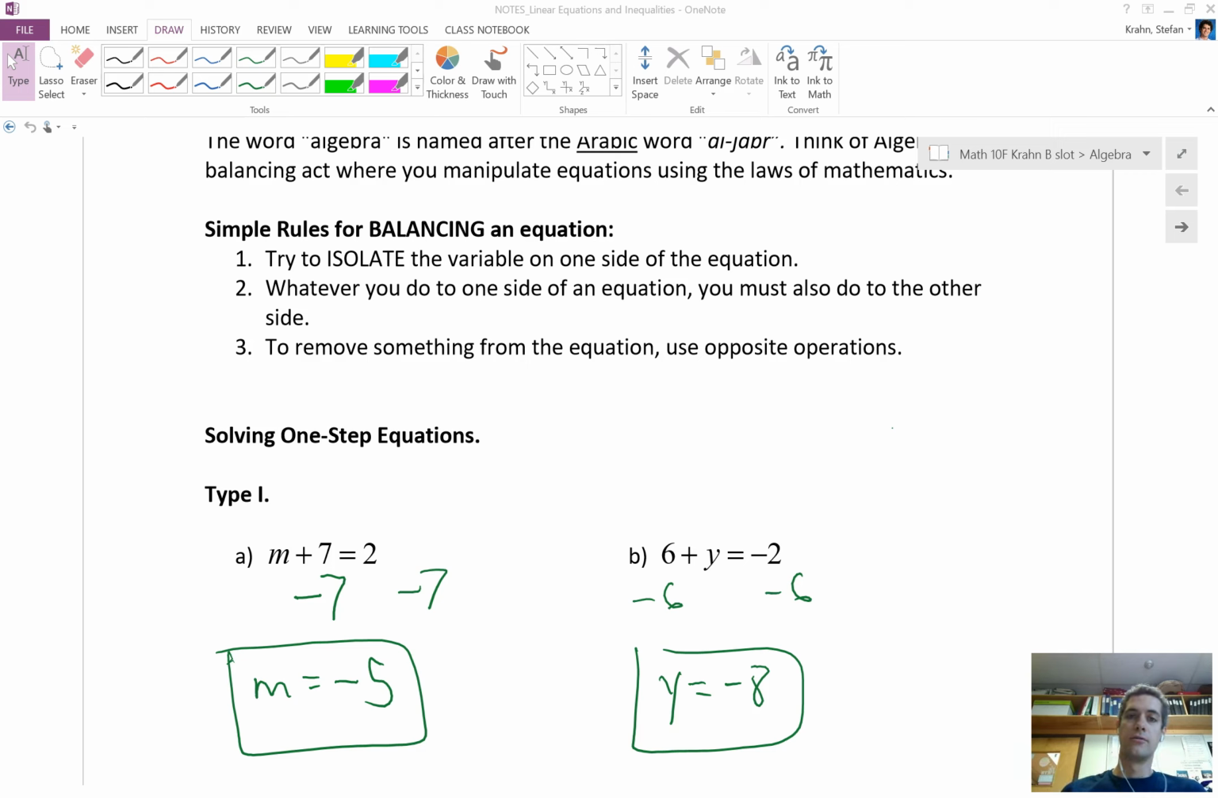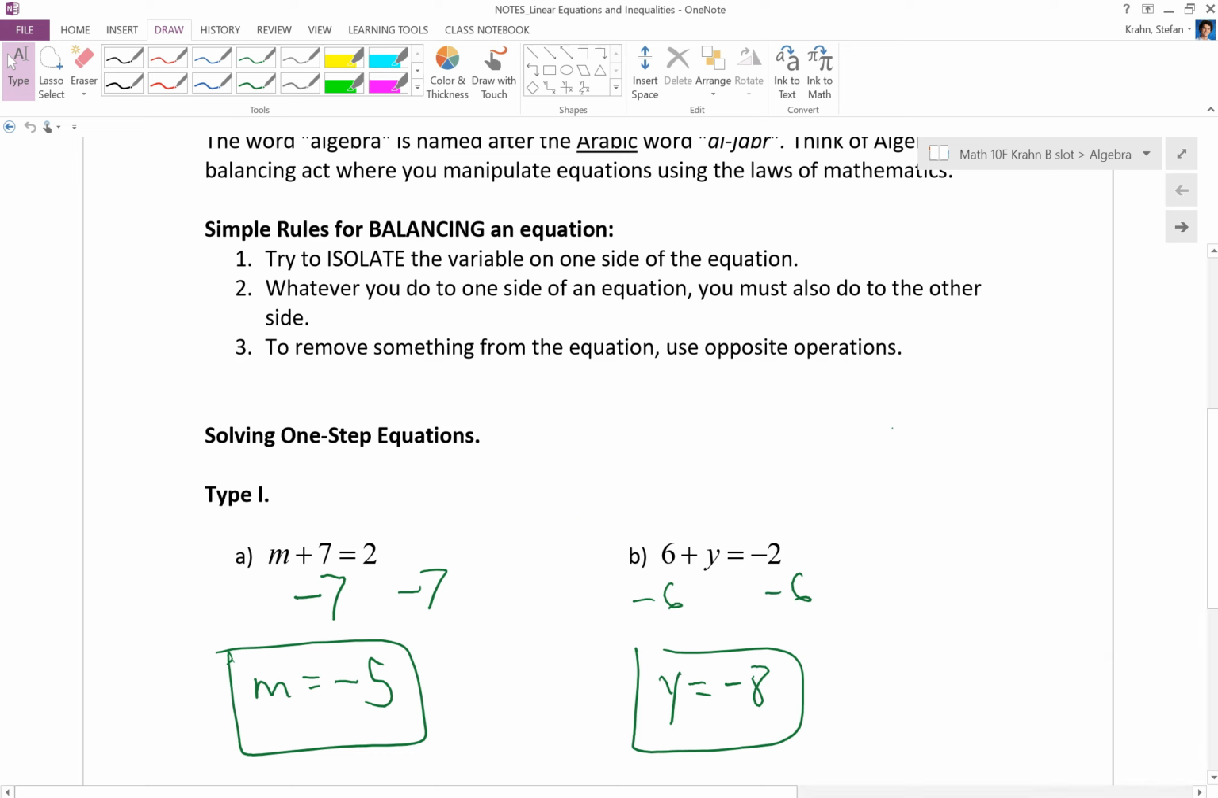Hi class, you'll remember from yesterday we did our lesson on one-step algebra equations, and today we're going to move on to two-step algebra equations. So let's get started. The nice thing about two-step algebra equations is that they are essentially one-step equations that we just have to do something to first.